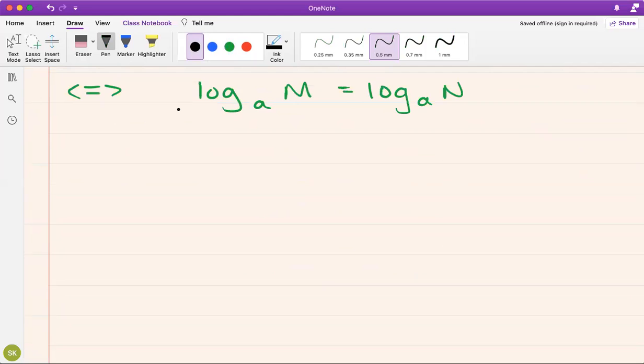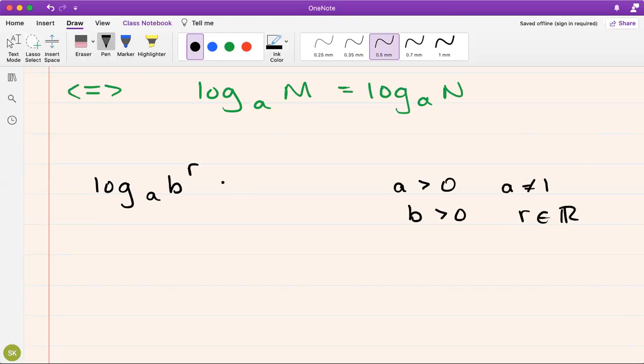Finally, let's look at the properties where we condense or expand logs, and we have a power rule involving a log. So remember that if we have log base a of b raised to the r, where a is greater than 0, a is not equal to 1, b is also greater than 0, and r can be any real number, if we have this exponent, we can put it in the front. So let me write that like this. This is equal to r log base a of b. So this r is on the outside of the log.